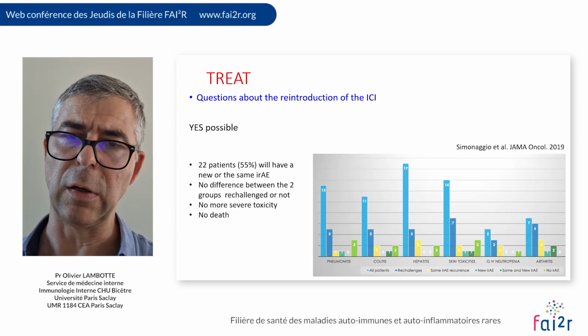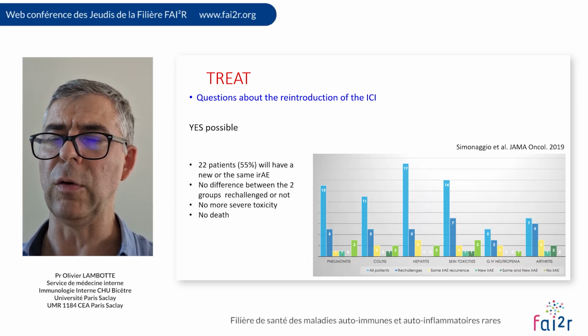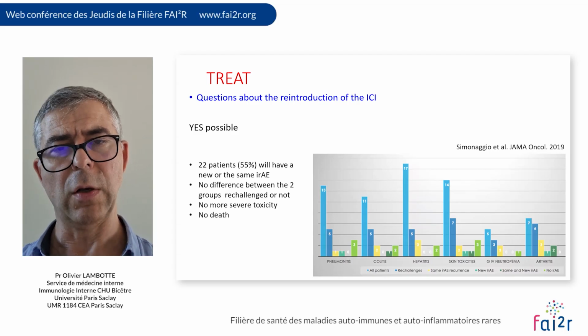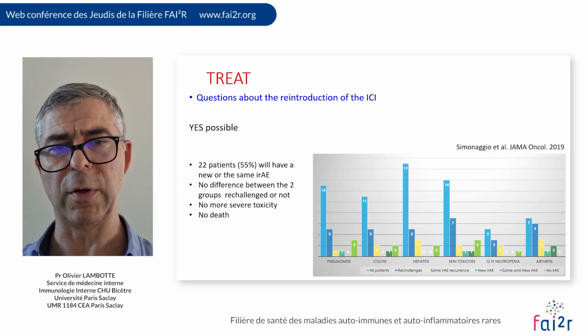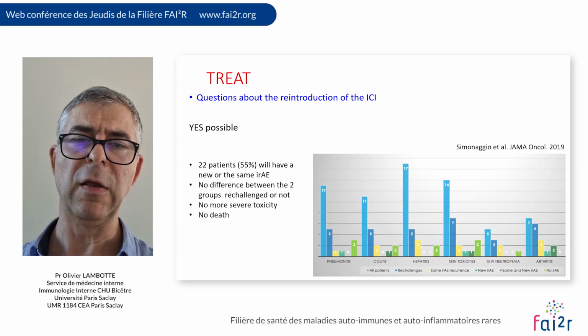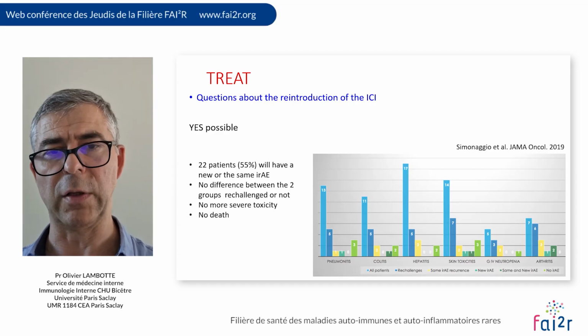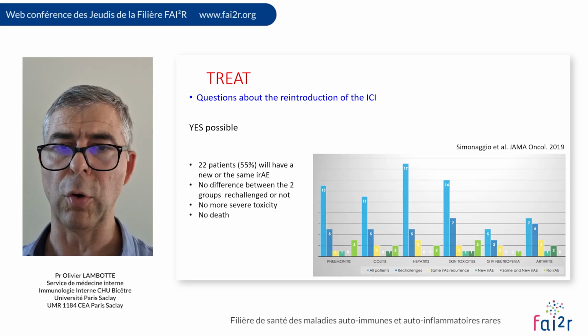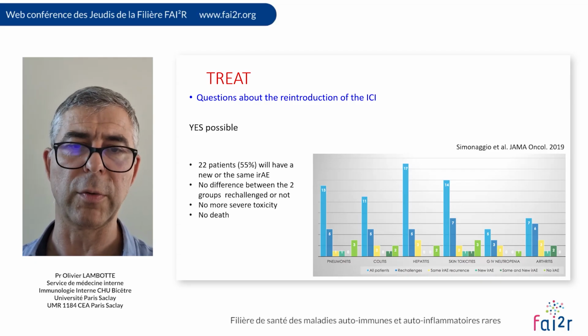After the discussion in Toxicity Board, in our publication here, we saw exactly the same features compared with patients with autoimmune disease. One patient in 2 will develop either the same IRA or another one. But there was no more morbidity, neither mortality, no death.